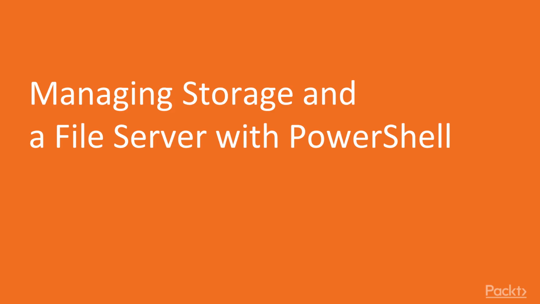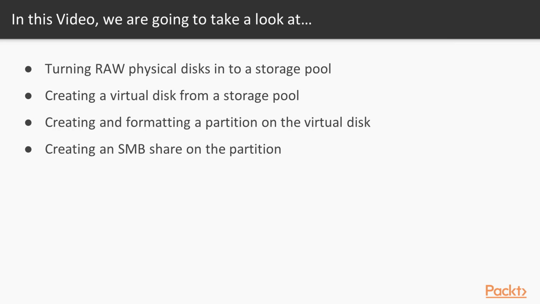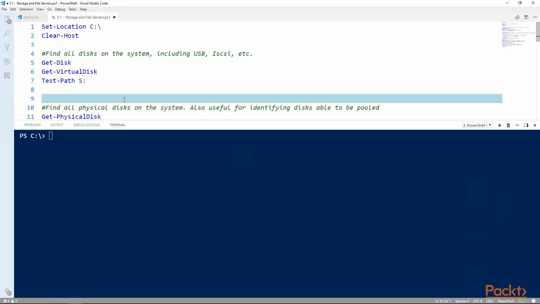Hello and welcome to the video Managing Storage and a File Server with PowerShell. In this video, we're going to turn raw physical disks into a storage pool, use that storage pool to create a virtual disk. Once we have that virtual disk, we can create a partition, format it, and create an SMB share on the partition. Now here on our Windows server, I have added 2 data disks.